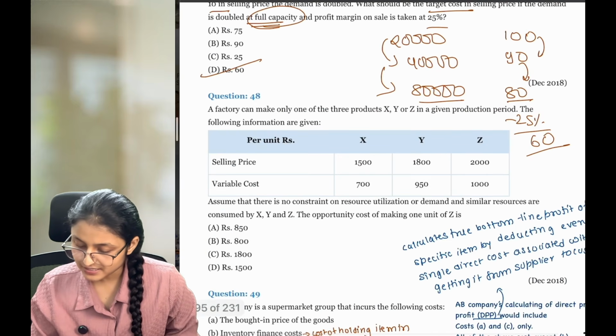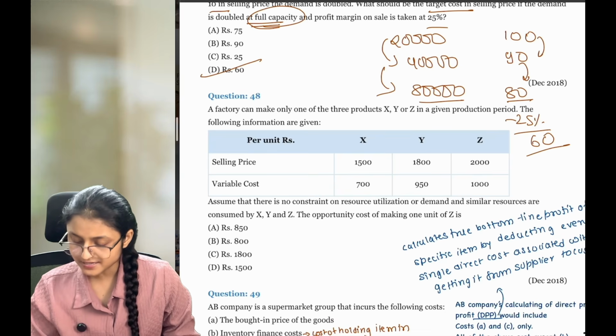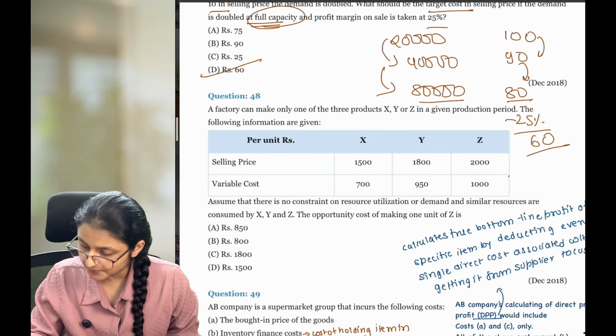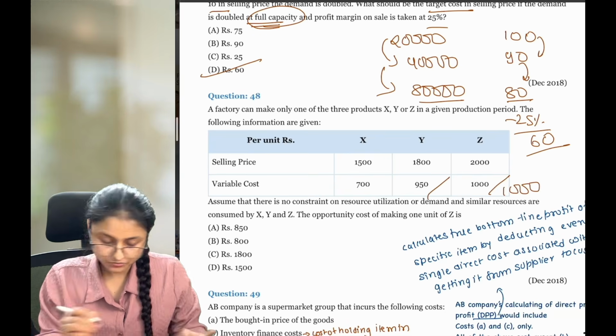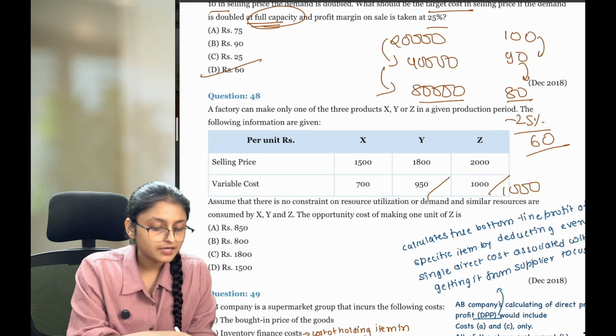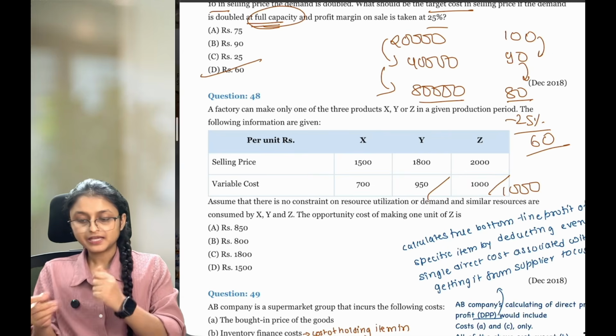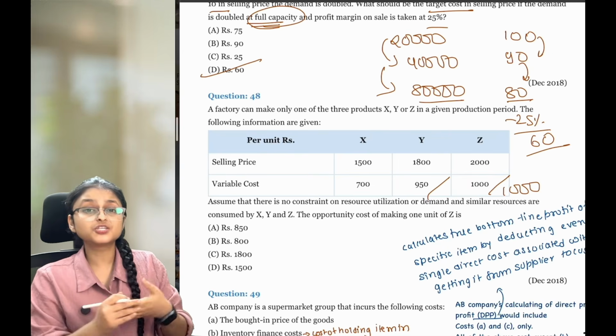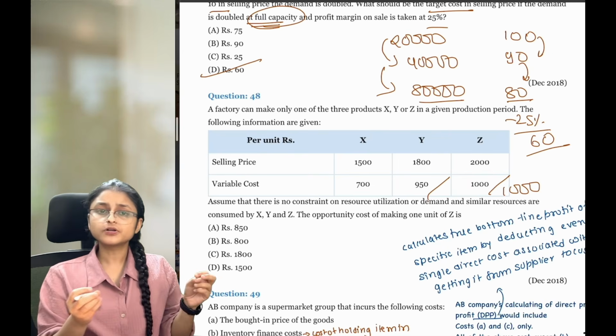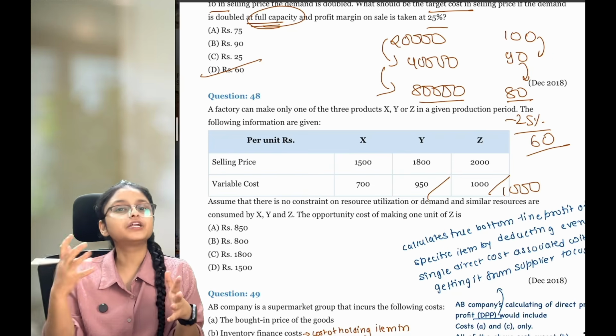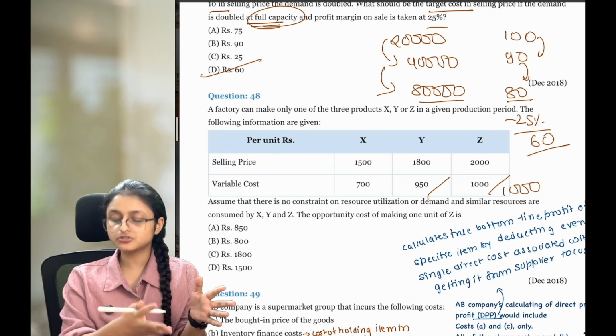Next, a factory can make only one of the three products X, Y, Z. This is the question we have already seen above. We have a contribution of 1,000. See, a lot of questions are getting asked again and again as they were asked in previous attempts. That is why previous-attempt MCQs become most important for us, because the questions are exactly the same every time. Similar kinds of questions are what the institute is asking.